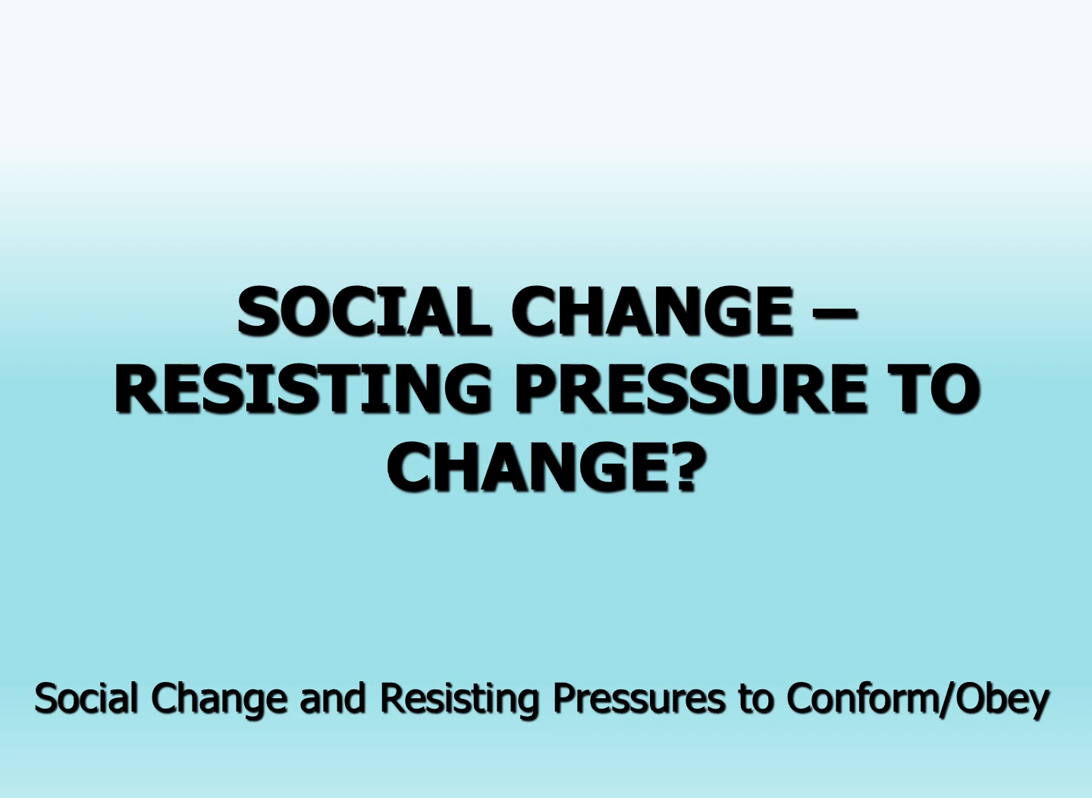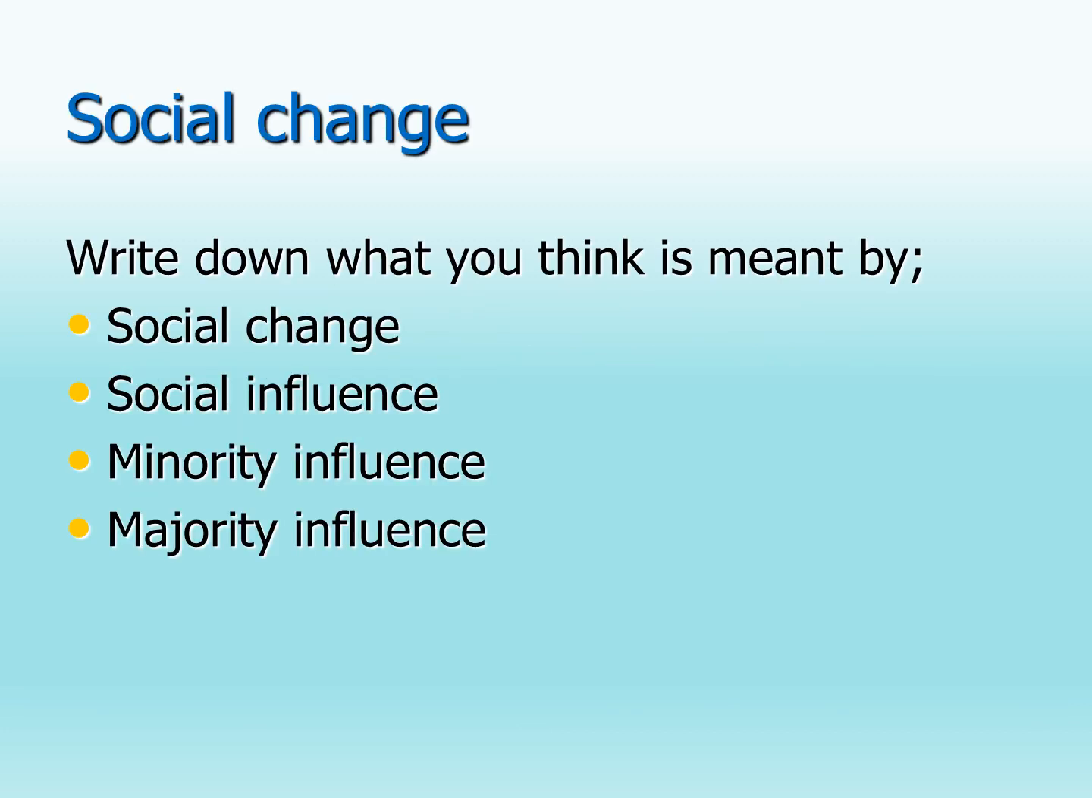So we're going to look at the nuances and how this applies in terms of people conforming and obeying and resisting that pressure to conform and obey. As a quick recap, what I would like you to do is to have a go at interpreting what these mean. What do you think is meant by social change? What is meant by social influence? What is meant by minority influence? And what is meant by majority? Hopefully you're going to have an understanding for these three. Social change, maybe not. So now is the time to pause. And I'm now going to talk about what these actually mean.